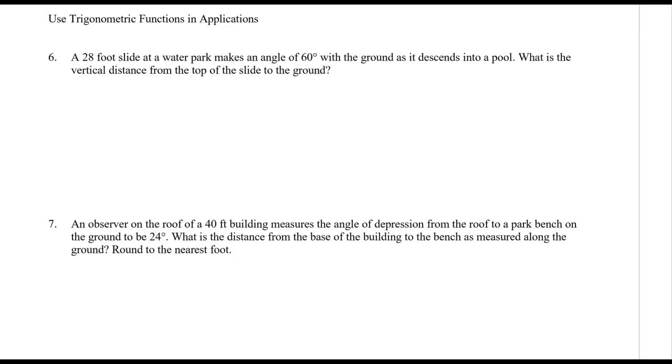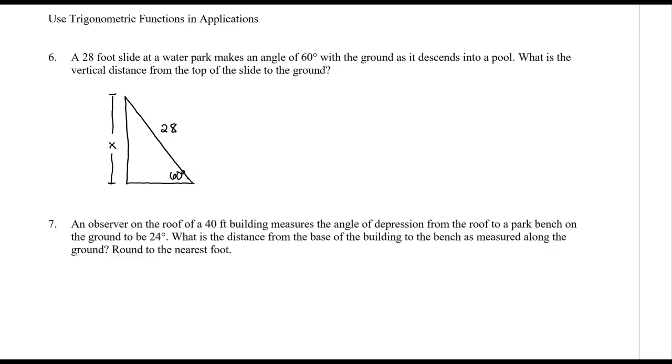In example 6, we have a 28-foot slide at a water park. So there is the slide that makes a 60-degree angle with the ground. So we have a 60-degree angle made with the ground as it descends into a pool. We are being asked to find the vertical distance from the top of the slide down to the ground.